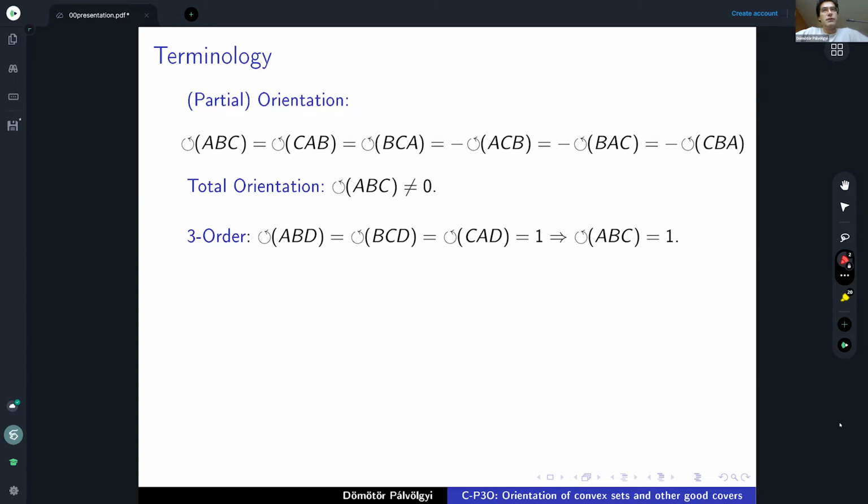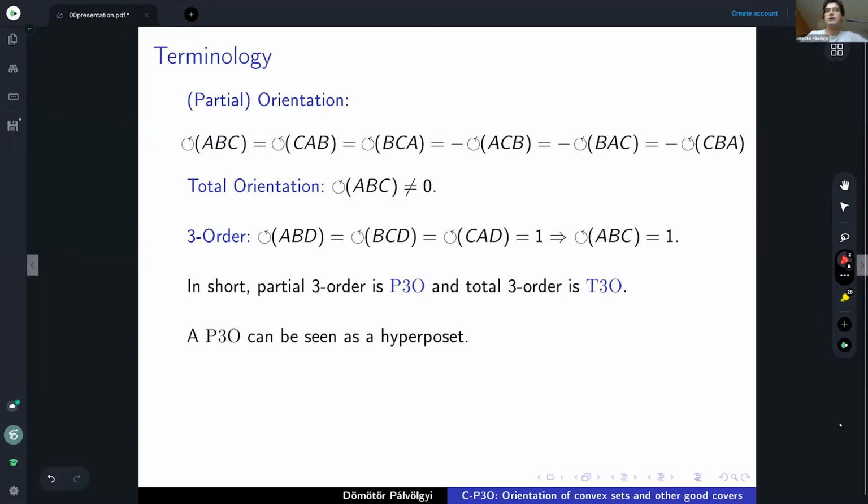Okay, so these are the things that I will use. This is some terminology. When I talk about orientation or partial orientation, I mean that this condition is satisfied. When I talk about total orientations, I mean that you never can get a zero value. And if I don't just talk about orientations, but 3 orders, then I want that the interiority condition is also satisfied. So in short, a partial 3 order, I will just say P3O, because I won't repeat all these conditions all the time. And the total 3 order, I just call it T3O.